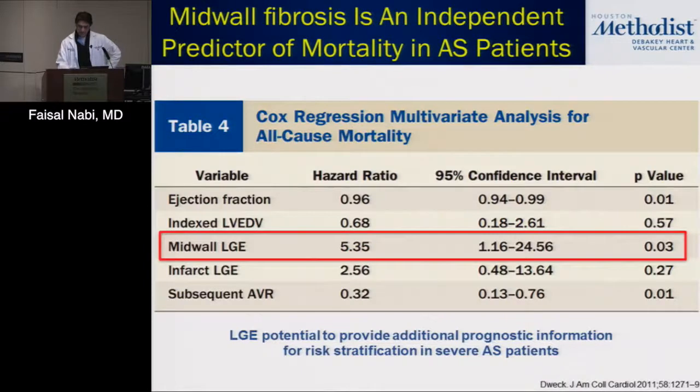In this particular study, they went on to do a multivariate analysis, and they actually found mid-wall fibrosis to have the highest hazard ratio in predicting all-cause mortality, even greater than ejection fraction. So that is one way we could potentially provide further information to your patients.